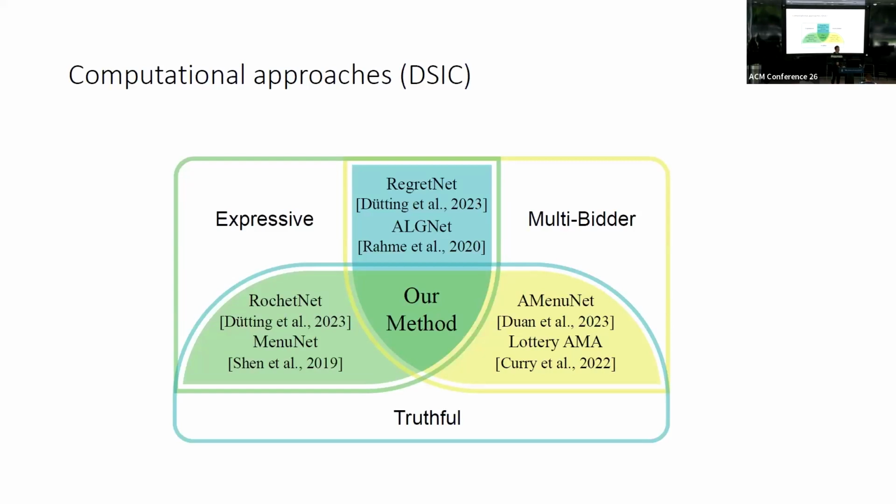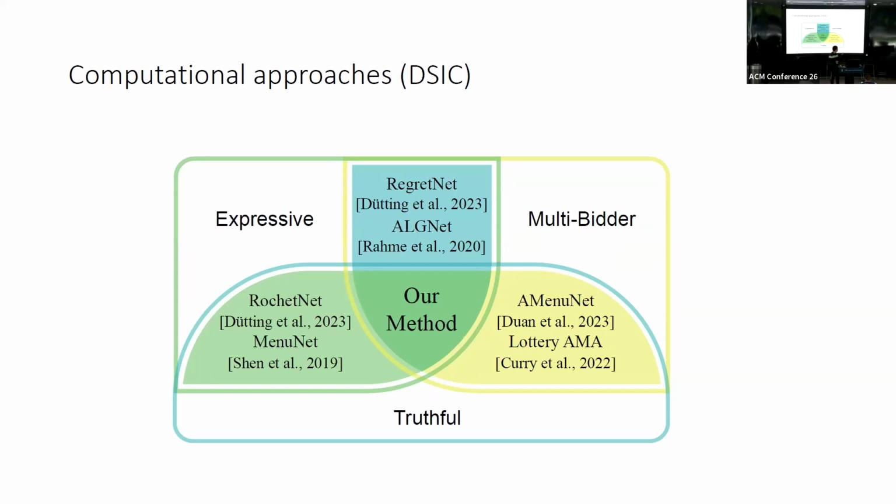With all these analytical difficulties, there have been a lot of computational approaches aiming to solve the problem. Again, it's worth mentioning that there's a ton of wonderful work on the BIC setting, but we're mostly concerned with the DSIC setting. In this setting, each of the computational works is limited in one significant aspect. RegretNet and ALGnet do not achieve full strategy proofness. They minimize regret, but they do not push it all the way down to zero. RochetNet and MenuNet are single bidder approaches, so they do not work in the multi-bidder setting. And MenuNet and Lottery AMA confine the search space within affine maximizer auctions, thereby losing expressiveness.